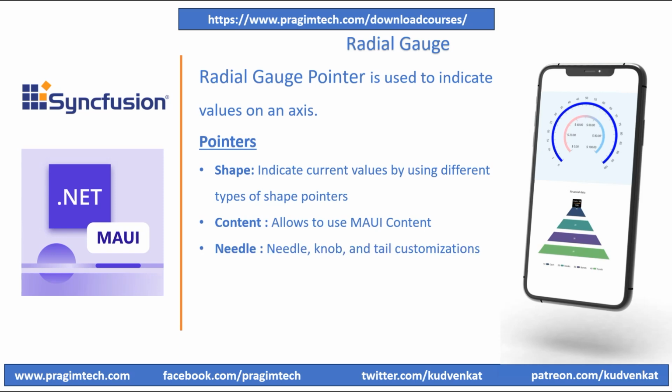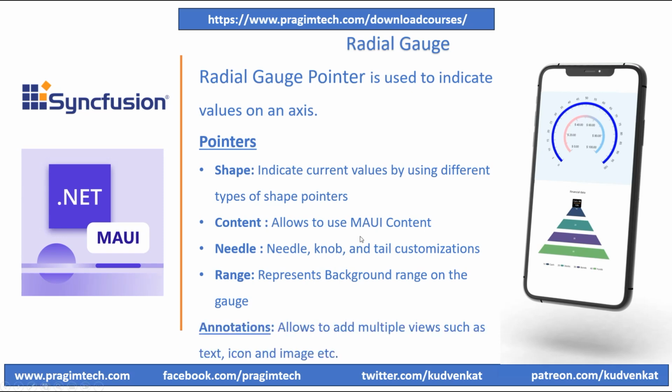The needle pointer contains three parts, which are needle, knob and tail, and that can be placed on a gauge to mark the values. A range pointer is an accenting line or shaded background range that can be placed on a gauge to mark the value range.